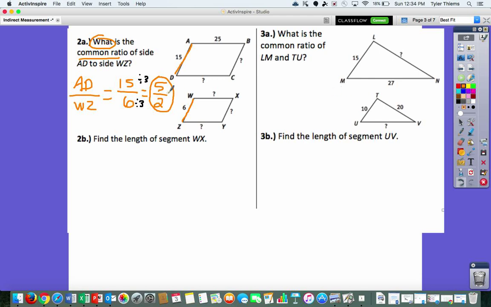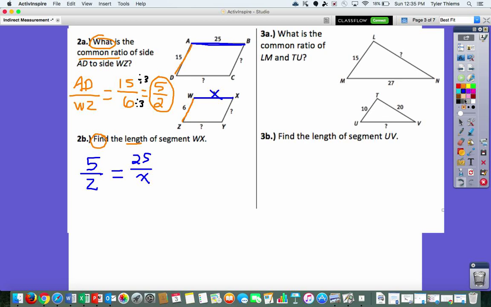Now we can use this information to find the length of segment WX. WX would be this length right here. If we know that this is the ratio between the two quadrilaterals, we can either use 15/6 or 5/2, either one would work. I'll use the easier one, 5/2. So that ratio is going to be equal to this corresponding side here, which would be 25/x. We don't know what this is. This is x here.